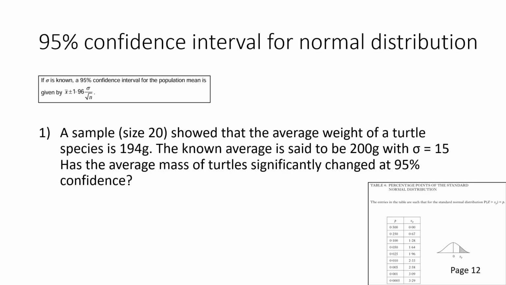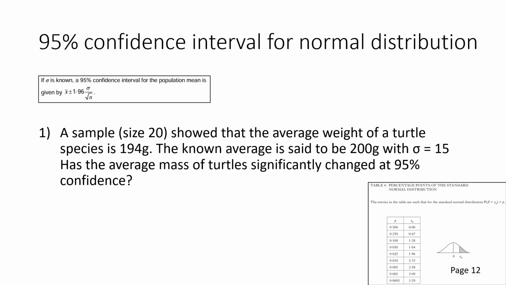Now let's put this into practice. A sample, size 20, shows that the average weight of a turtle species is 194 grams. The known average is said to be 200 grams with a standard deviation of 15. Has the average mass of turtles significantly changed at 95% confidence?